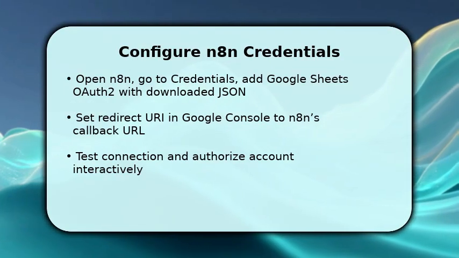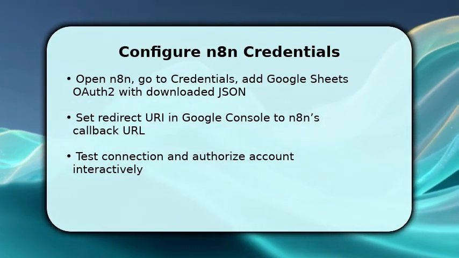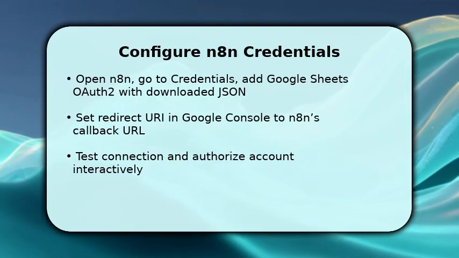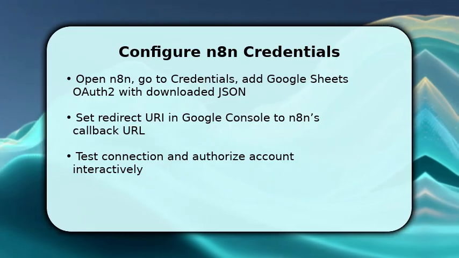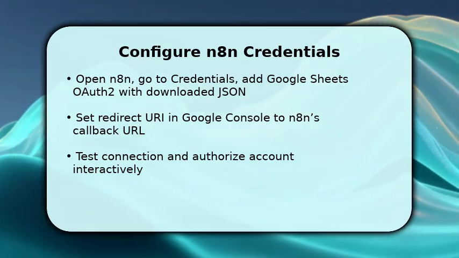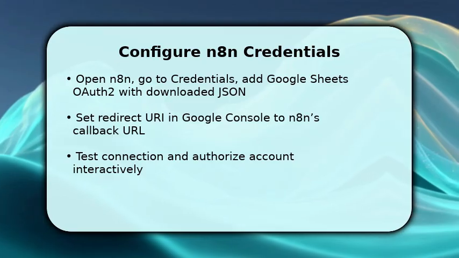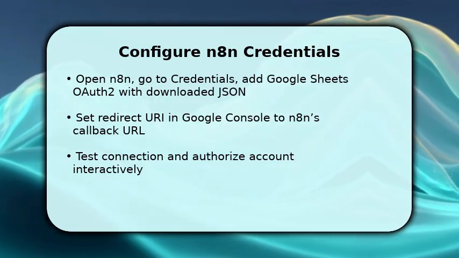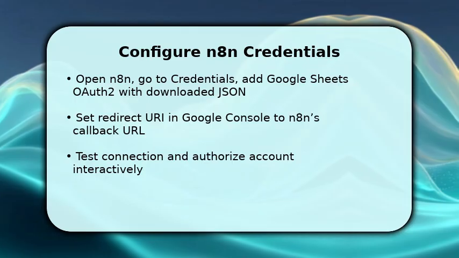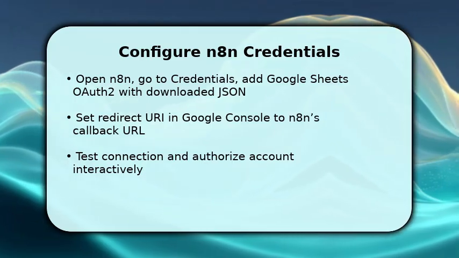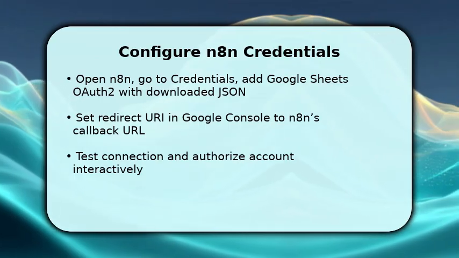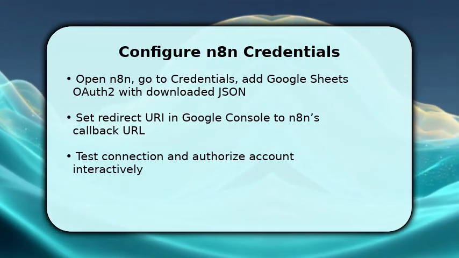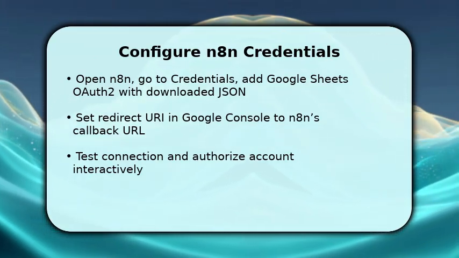Next, configure credentials inside N8n. In Credentials, add a Google Sheets OAuth 2 entry and paste client ID and client secret from the JSON. Make sure the redirect URI in Google Console matches N8n's callback URL, otherwise authorization will fail. Click Authorize and complete the interactive OAuth flow so N8n stores a refresh token. Once authorized, test the connection to confirm N8n can list spreadsheets.